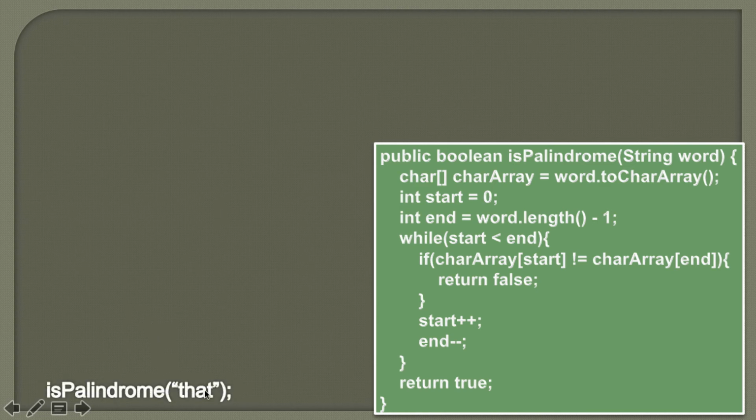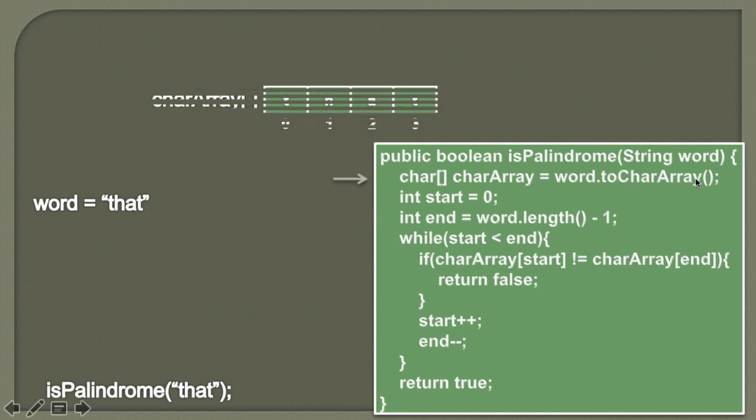So friends, now let's see whether that is a palindrome string or not. So here we call the isPalindrome method, providing a string as input. We will convert this string to a character array by calling the toCharArray method. So it would look something like this. Let's say the character array has length 4, storing each character in each index of this array.